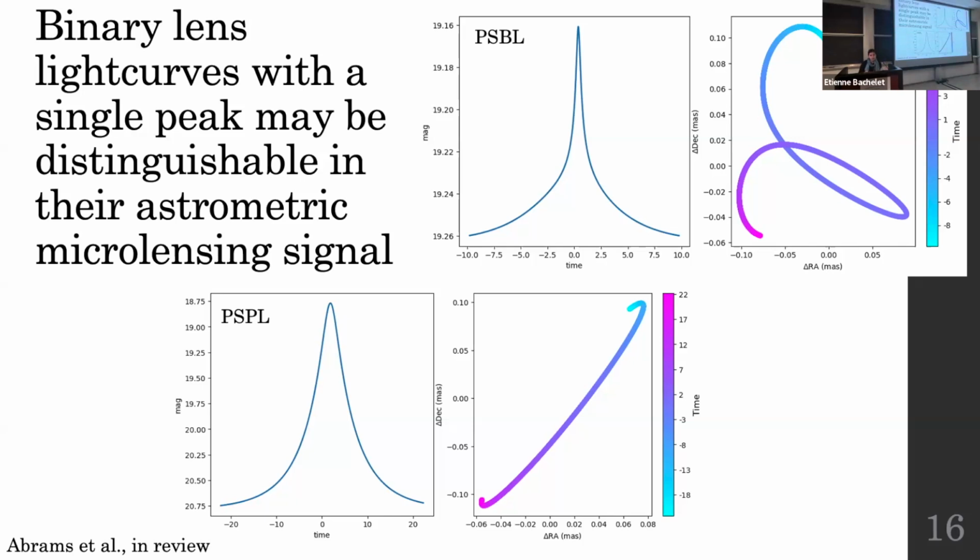And if we're looking for black hole candidates to follow up, we don't want to accidentally mistake two lenses that are massive together for one more massive object. Looking at the astrometry could really help.